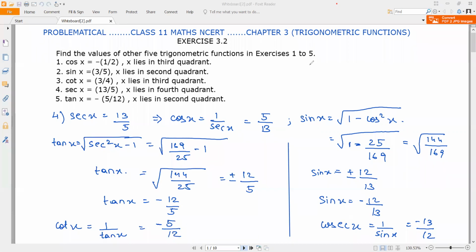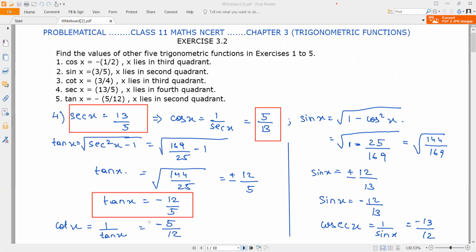So, with this, we got the other trigonometric functions. Sec x is equal to 13 upon 5 given. Cos x is 5 upon 13. Tan x came down to be minus 12 upon 5. Cot x is minus 5 upon 12. Cosec x is minus 13 upon 12. Sin x is minus 12 upon 13.